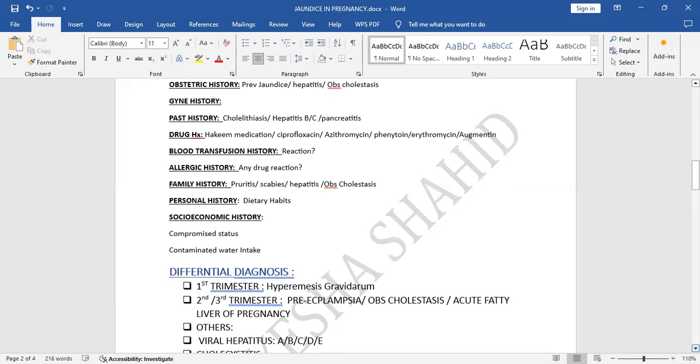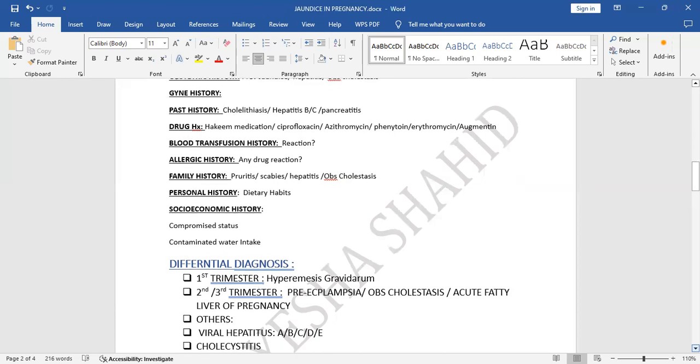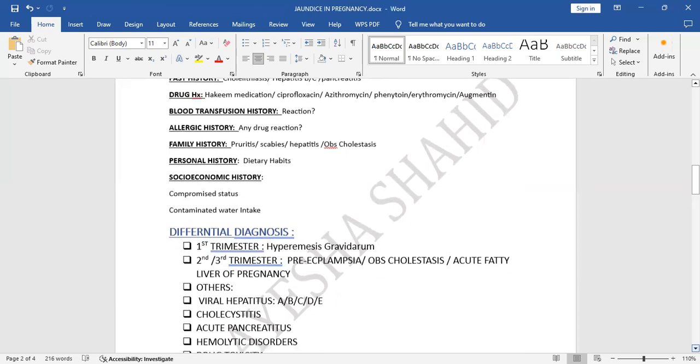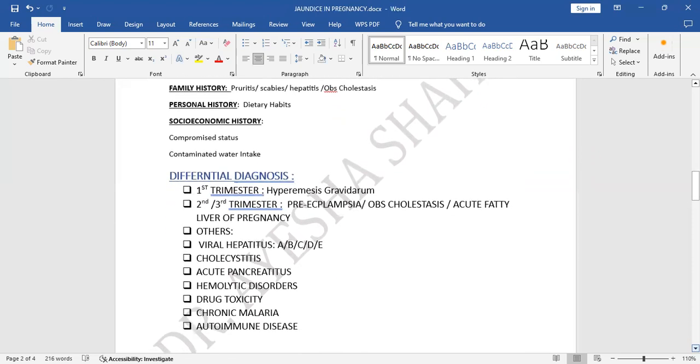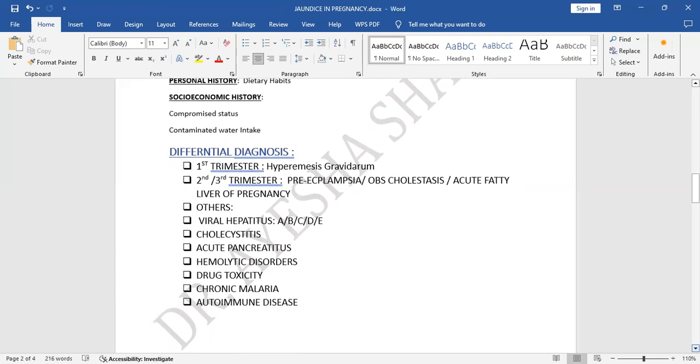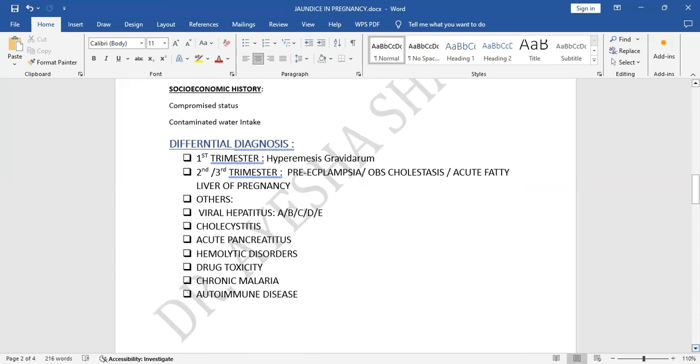In the personal history, inquire the patient regarding his or her dietary habits. In the socioeconomic history, ask about the compromised status and the contaminated water intake history. So this is how you can complete your history. And then comes the differential diagnosis.